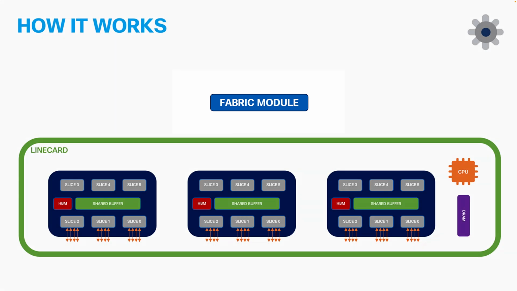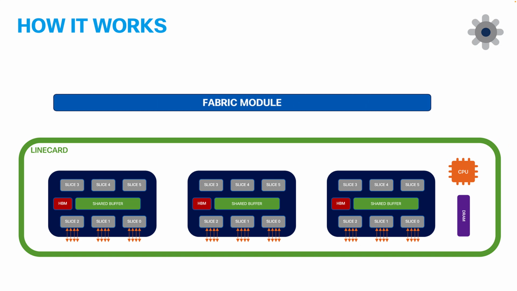If you are interested in knowing more about the Silicon One ASIC, we will go through the details of its architecture in another video, so stay tuned. Now, to understand how connectivity happens in and out of this line card, we need to understand how fabric modules work in the Nexus 9800 platform.